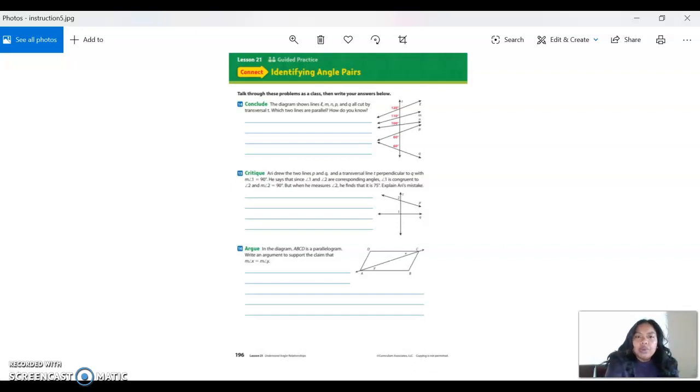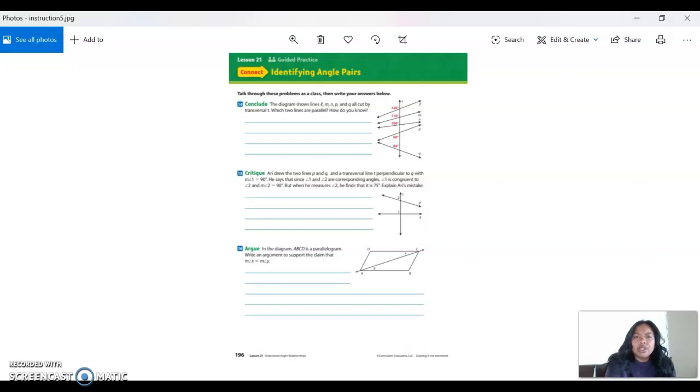We walk through the guided practice and the independent practice today. I'm going to do a lot of talking versus actually writing, just to help you walk through these assignments. Okay, so number 14 says conclude.